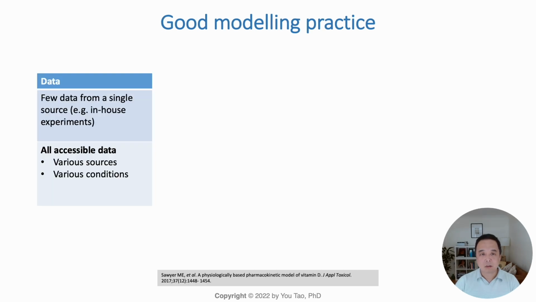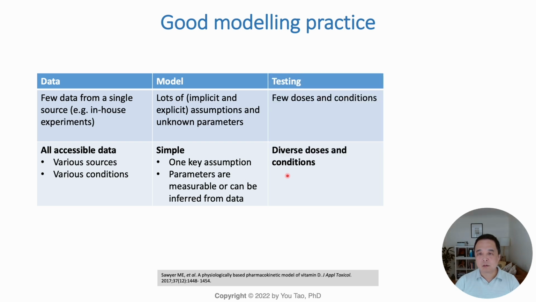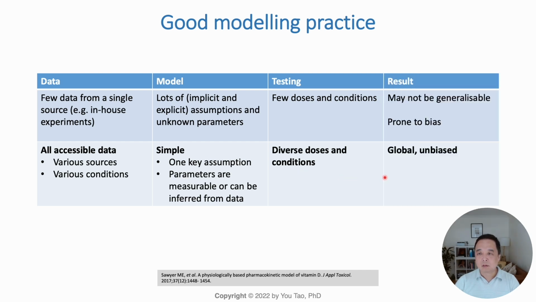For good modeling practice, first of all, you want to use all accessible data from various sources and various conditions. And secondly, when you develop a model, you want to keep it as simple as possible. So here, ideally, you want to test one key assumption and make sure all your parameters are either measurable or can be inferred from data. And for testing, you want to use diverse doses and conditions. And once you do these, you will hopefully build a model that generates unbiased predictions. For an example which opposes all of these rules, you can see this example here.